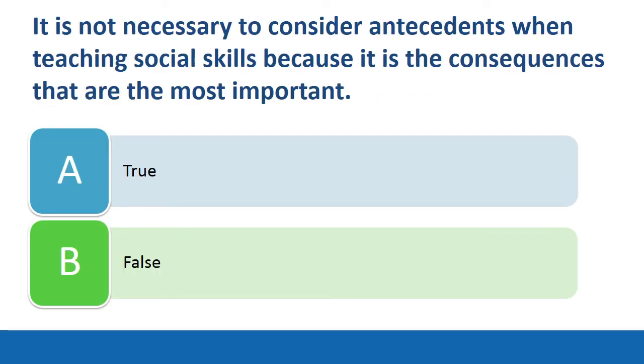True or false, it is not necessary to consider antecedents when teaching social skills because it is the consequences that are the most important. If you chose false, you are correct. The consequences are very important because they determine the likelihood that the behavior will occur again in the future. However, it is important to also consider the antecedents as they can help prevent the behavior in the first place and they promote learning.